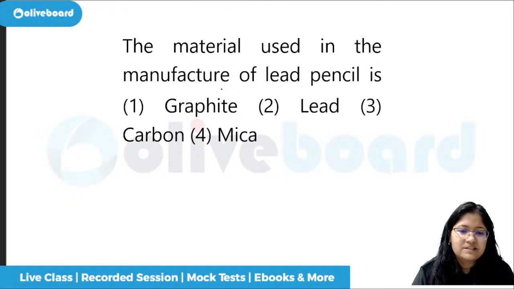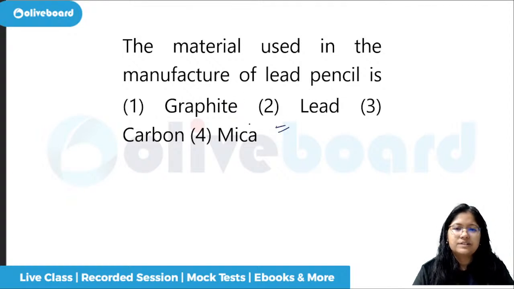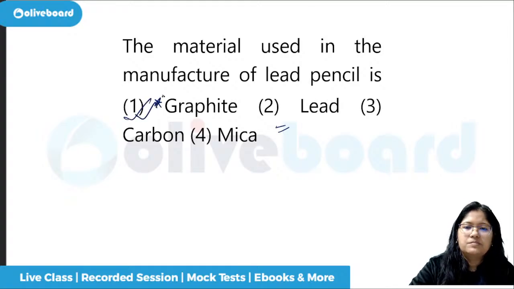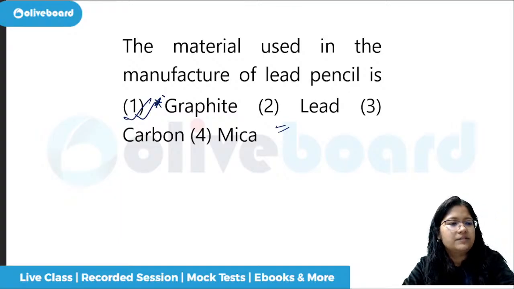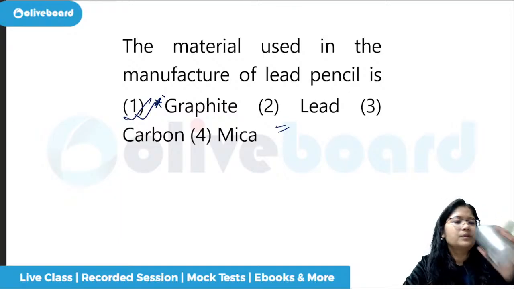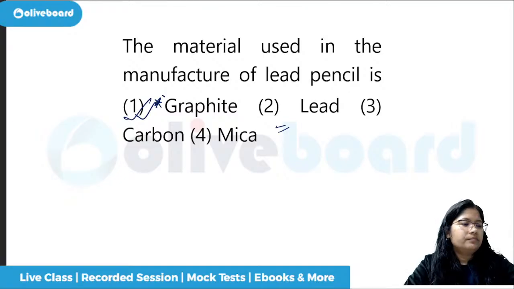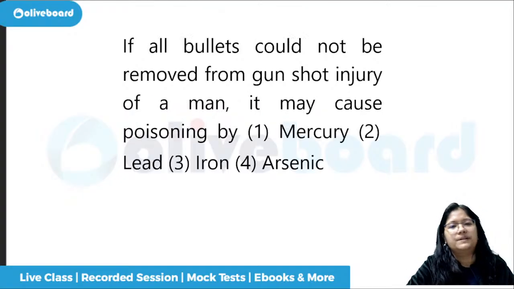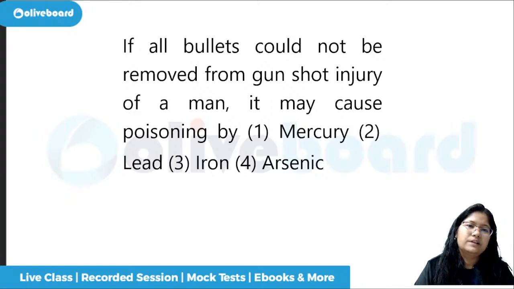Try to give the answers in the chat box as well. The material used in the manufacture of lead pencil is. So what is used in the manufacture of lead pencil? There is no lead in lead pencil because lead is toxic and children often bite the pencils. Yes or no? So it is graphite. So remember, there is no silver in the silver metal jewelries, and there is no lead in pencil. So we call it lead pencil, but it has graphite.